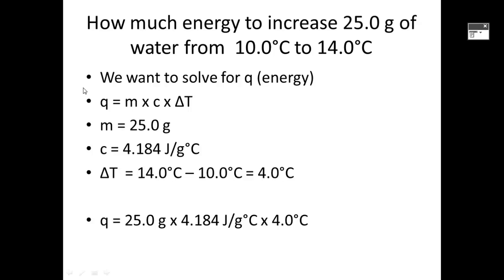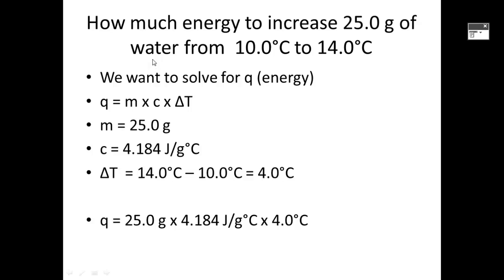I can just outline it. I want to solve for my Q. Q represents energy, and I need my mass times my specific heat times my temperature change. And I can figure all those out with what's given. My mass is 25 grams. My specific heat is 4.184 joules per gram degree Celsius.